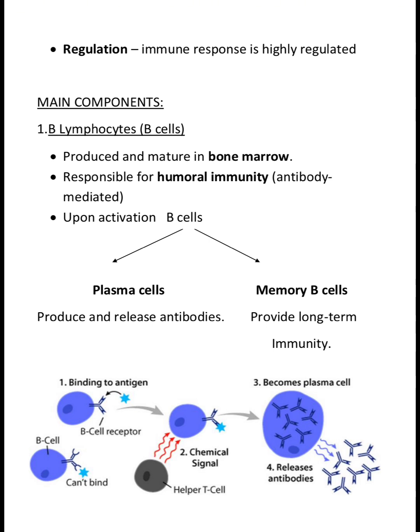Once the B cells are activated, they multiply to form many identical B cells or clones. Some of these B cells become plasma cells. Plasma cells secrete large amounts of antibodies into the blood. These antibodies bind to antigen and help to destroy it.